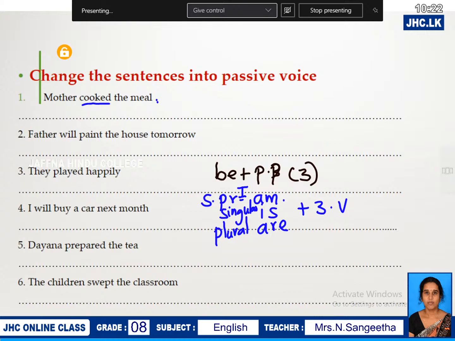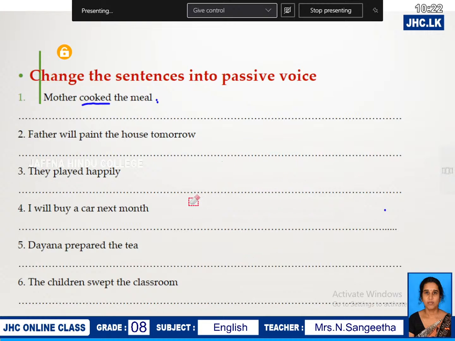Then the subject pronoun is changed there as the object pronoun with the preposition by. That's the thing you need to change. Right. So go through these questions first. Look at the questions. You can do them simply.